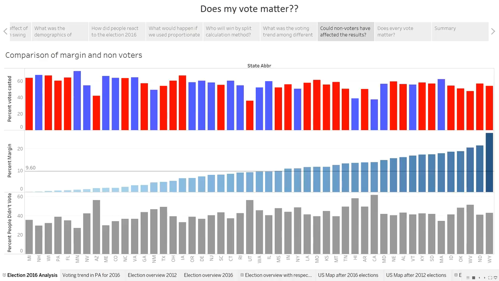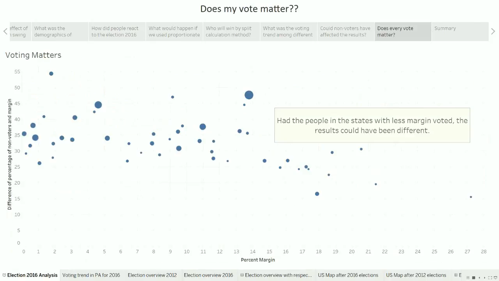The second graph shows the percent margin with which the party has won, with the average margin being 9.6%. At the bottom, we have the percent of people who did not cast their vote. In states where the parties have won with a very low margin and that have a high percent of non-voters, the vote of every person matters. Their votes could have been a game changer. Each vote could have mattered. Here we have taken the difference of the percent of non-voters and the marginal difference between the parties. We can see that in states like Arizona, if 54.41% of the people had voted, the results could have been different. Thus, we can say that every vote matters.